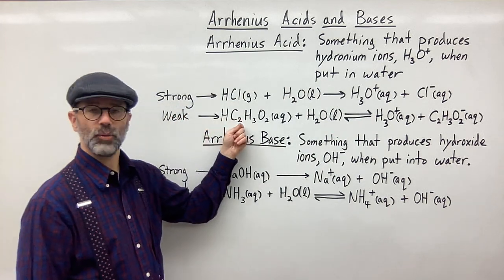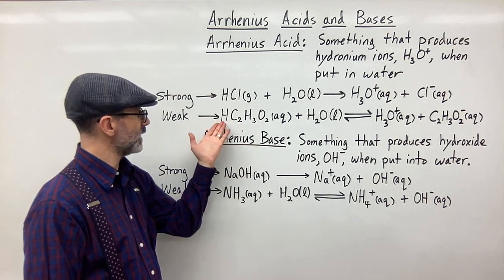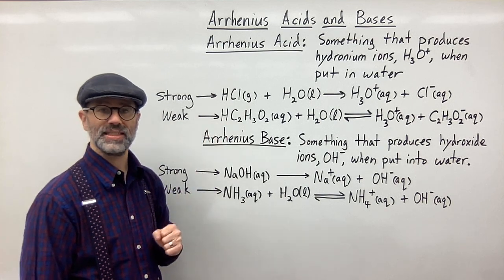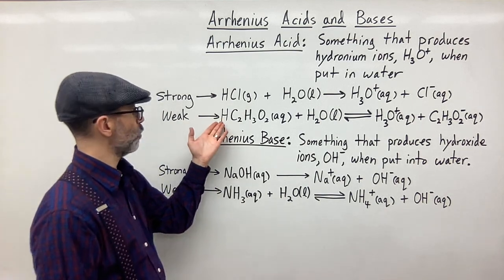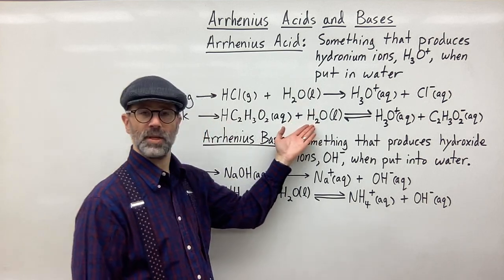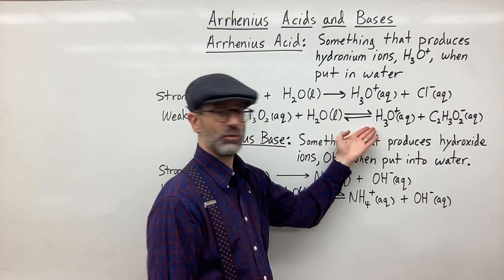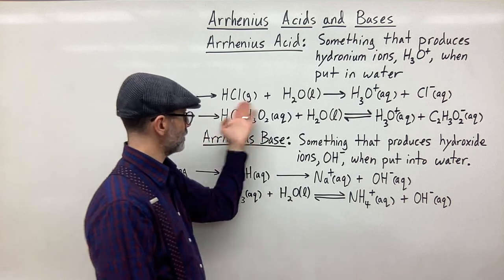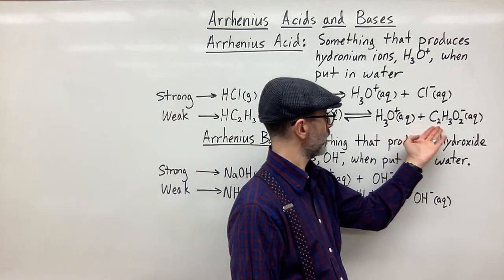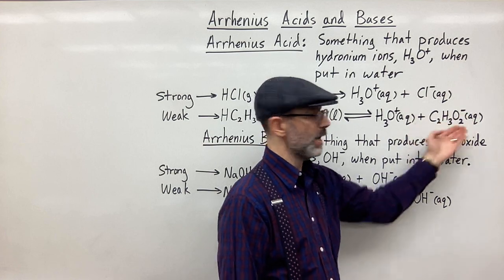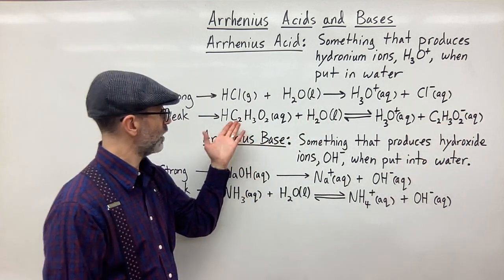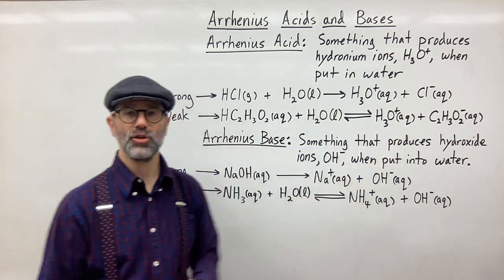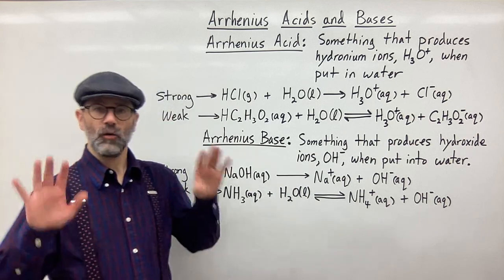Also, here we have acetic acid. Again, we know it's an acid because it begins with hydrogen. So this hydrogen is the acidic hydrogen. Acetic acid is going to donate this hydrogen to water, and then water becomes H3O plus, and whatever's left over is the anion, the acetate ion here, C2H3O2 minus. And so this again is an acid according to the Arrhenius definition, because when you put it in water, it produces hydronium ions. Okay, hopefully that's clear.